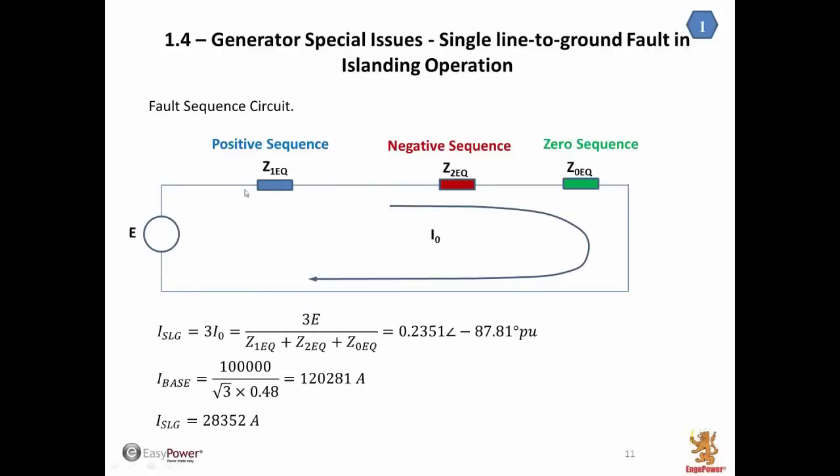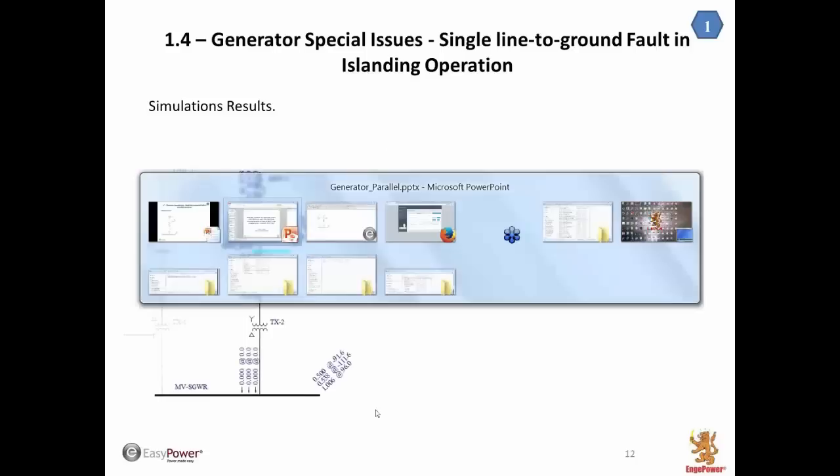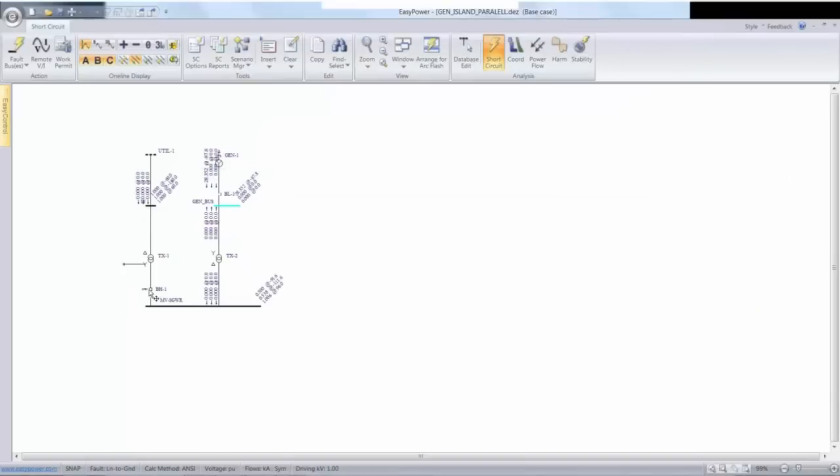As showed before, the circuits are series connected. These impedances are series connected. And calculating this current, adding these three impedances and dividing 3 times the line to ground voltage by the sum of the Thevenin equivalent impedance, we are going to have 0.2351 per unit. Determining the base current and multiplying by this value, we are going to have the single line to ground fault as 28,352 amps. So this is the hand calculation, and now we are going to calculate using EasyPower software.